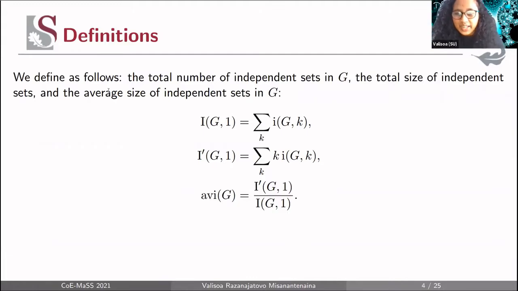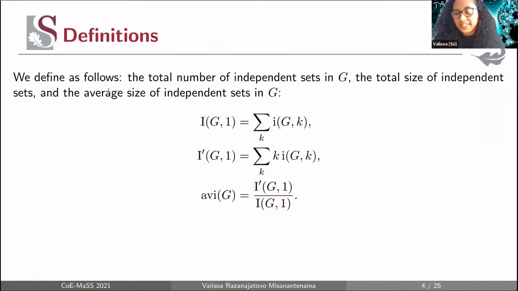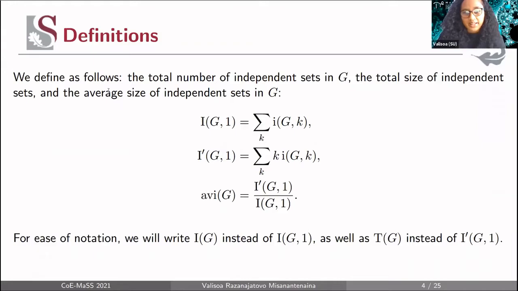And then the second line is the total size of independent sets. And the average size of independent sets will just be the ratio between the two. So in other terms, it's the logarithmic derivative of the independence polynomial evaluated at 1. And for ease of notation, we'll write I(G) instead of I_G(1) and T(G) instead of I'_G(1).